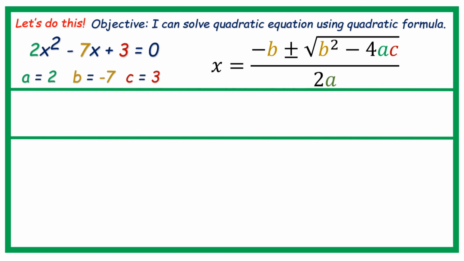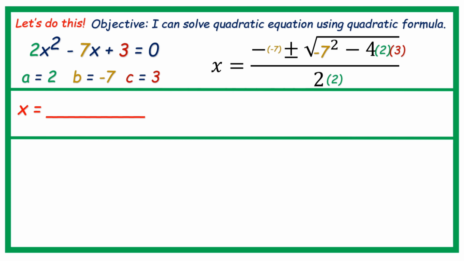Substitution. After you found the a, b, and c, you are just going to substitute the letters with numbers. So what is our b? Negative 7. There you go. How about our a? Yep, 2. And our c? 3. And another a? 2. So, that's not it. We're not yet through. Let's continue.